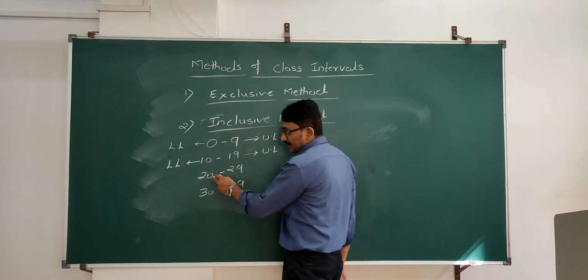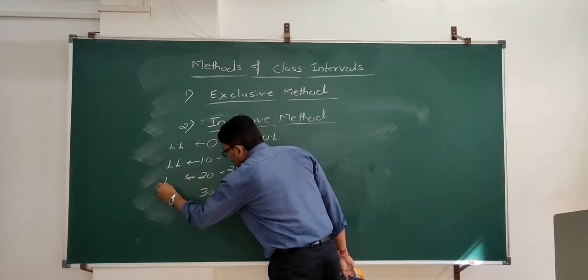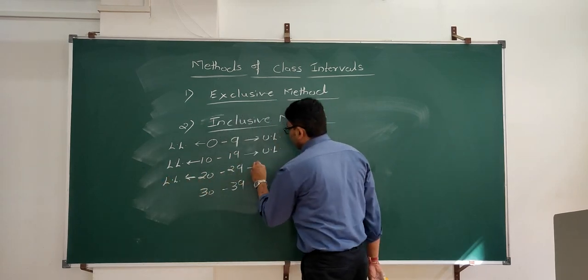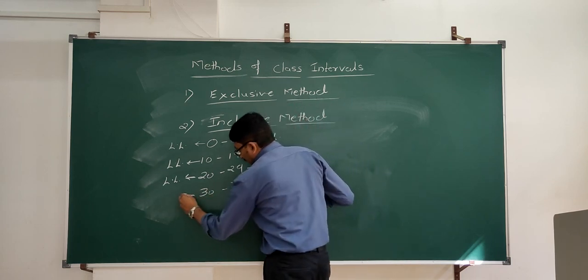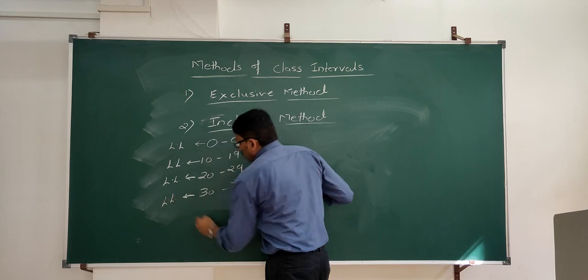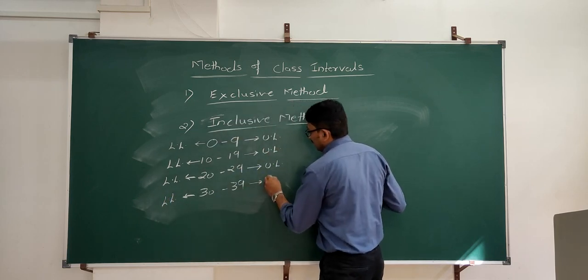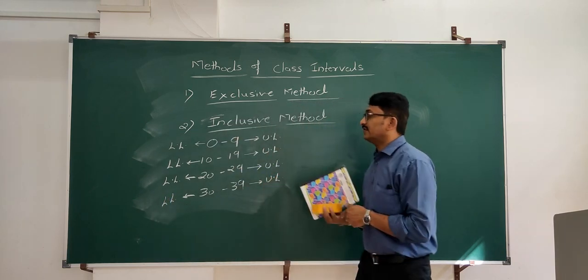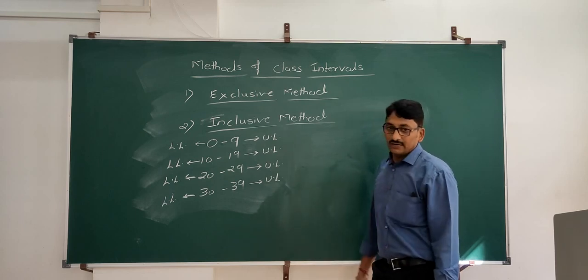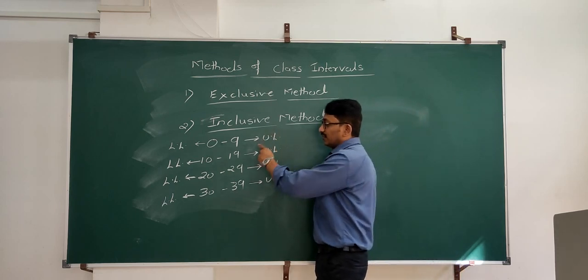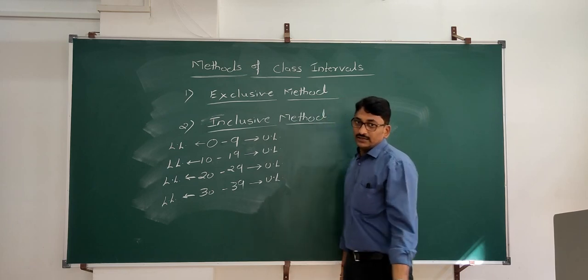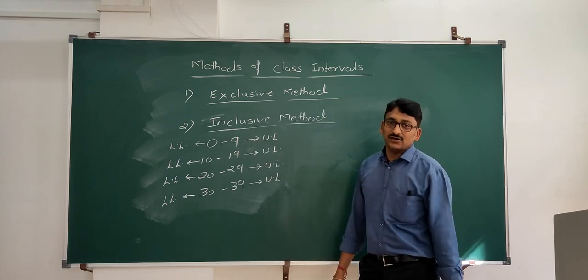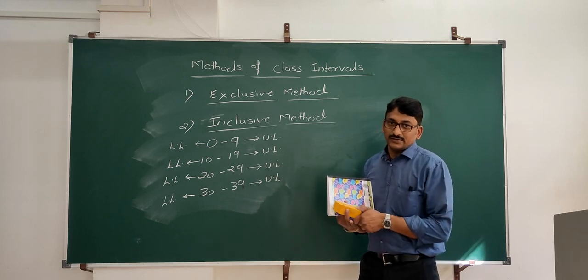Whether 19 is repeated here? No. 20 is the lower limit and 29 is the upper limit. 29, whether it is repeated? No. So its lower limit is 30, 39 is the upper limit. So if the upper limit of one class interval is not repeated once again as the lower limit, then it is called the inclusive method. If it is repeated, it is called the exclusive method.